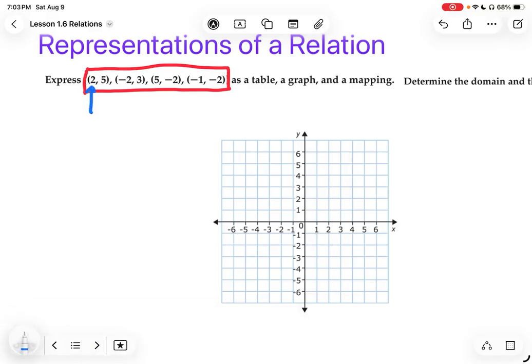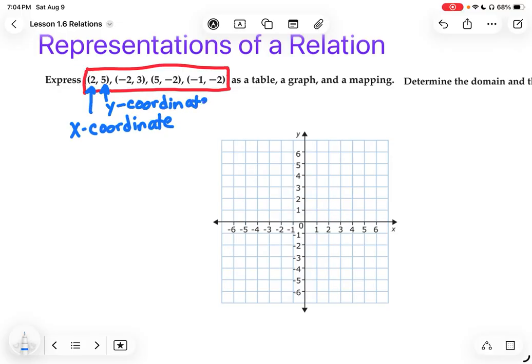The first number in an ordered pair is called the x coordinate. And this tells us the location of the point in a coordinate plane horizontally, so left and right. So this first ordered pair, 2, 5, means that it will be 2 units to the right. And then the second number is the y coordinate. And the y coordinate tells us the location vertically, up and down.